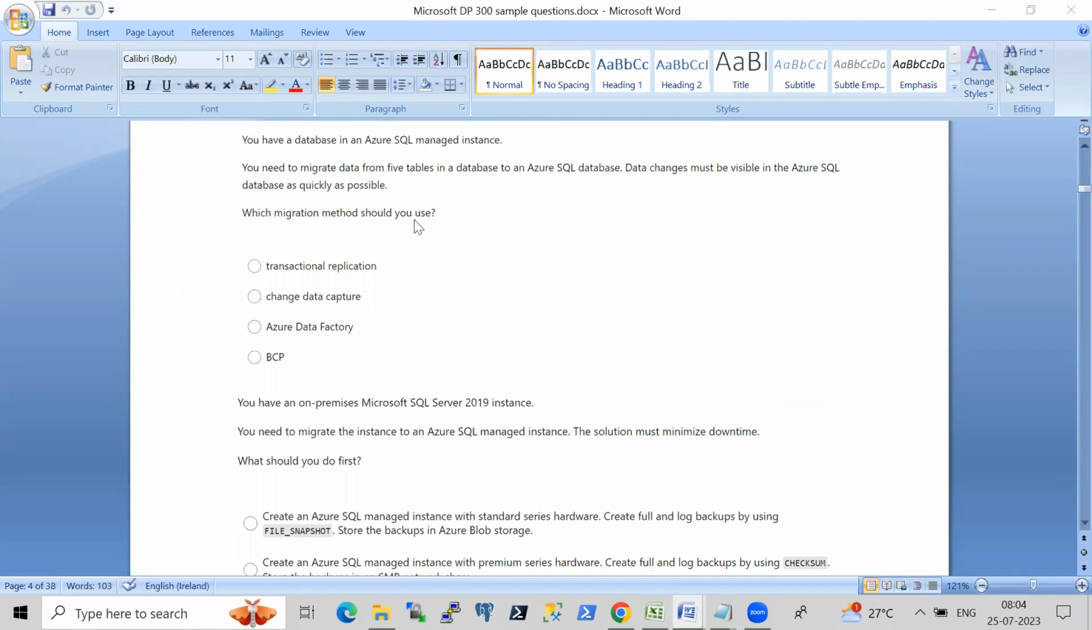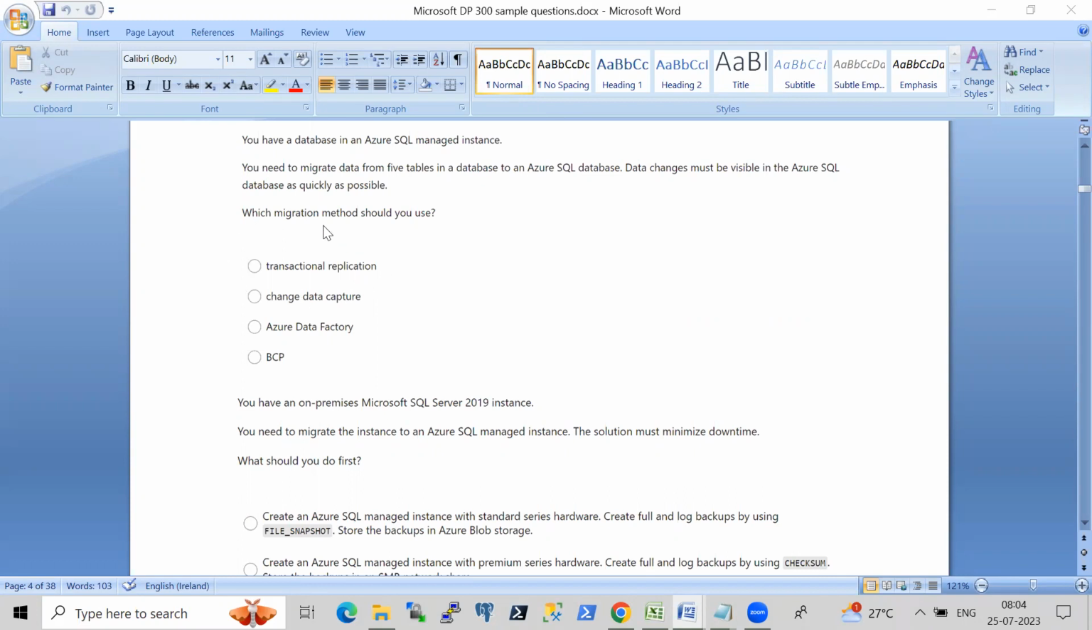So here is the question. You have a database in MI, and you have to migrate 5 tables to Azure SQL. And the data changes must be visible as quickly as possible. Okay, so the source is MI, the target is Azure SQL, and we have to migrate the data of 5 tables from managed instance to Azure SQL. What are the options that I can make use of below?